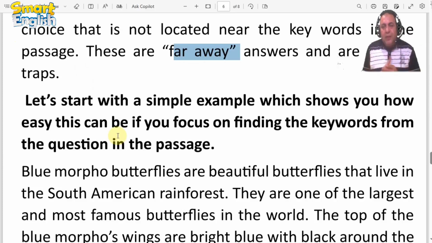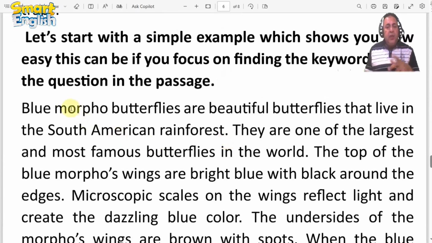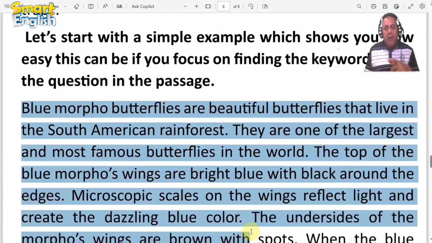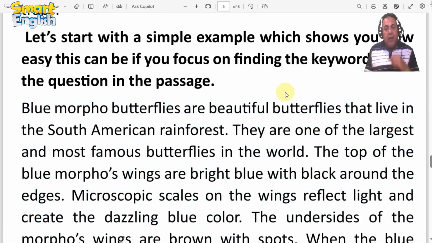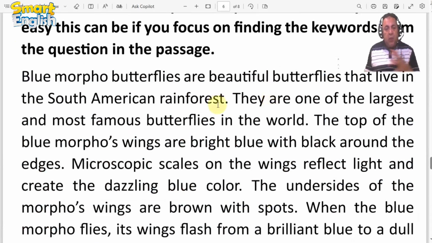Let's make it shorter now and go directly to an example to illustrate what I'm saying here. Let's start with a simple example which shows you how easy this can be if you focus on finding the keywords from the question in the passage, okay? As you see, this is a part of a passage from the TOEFL exam today. Let's read it quickly and have a very brief idea of this passage.